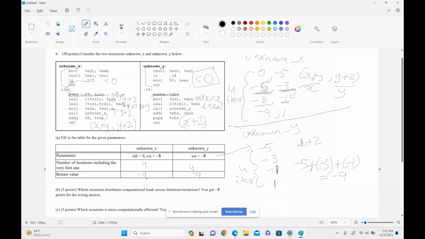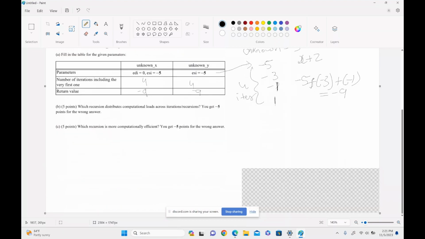Do you see the question? It says distributes the load across iterations equally. So that's the reason B is unknown x. Whenever there are two equations, just make sure that's the best option. And over here it's the same thing, a reiteration of the same question, but the words have changed. So this is also unknown x.